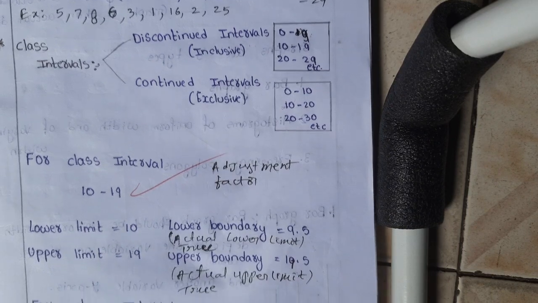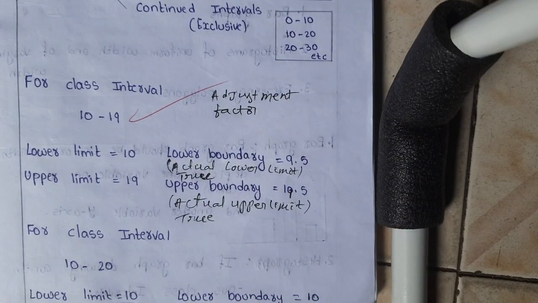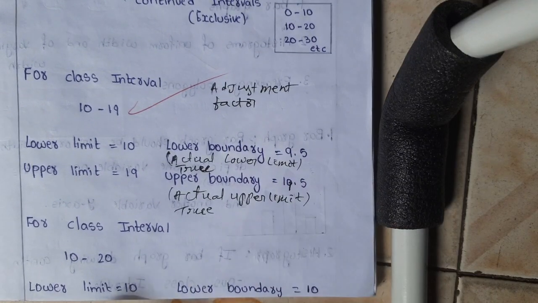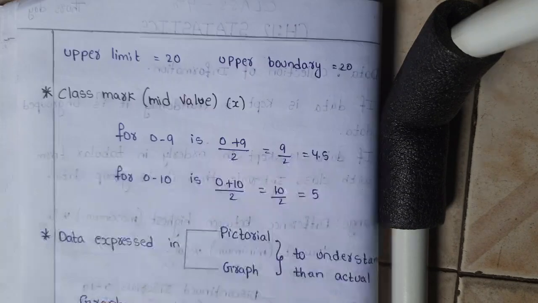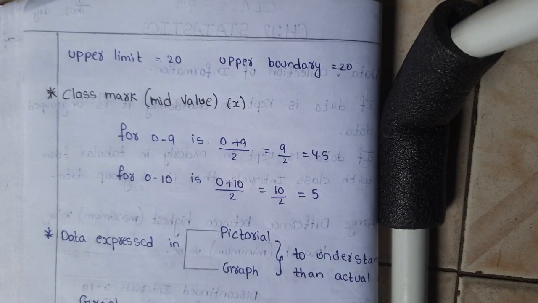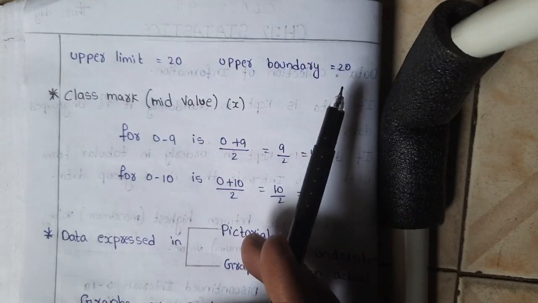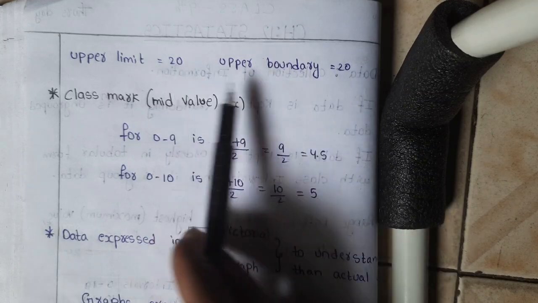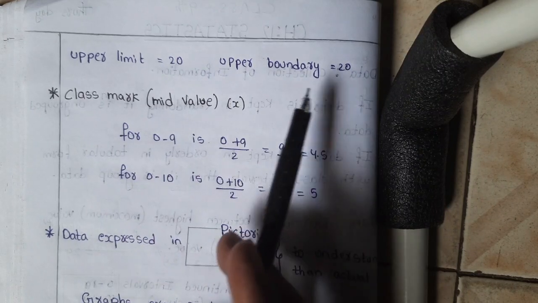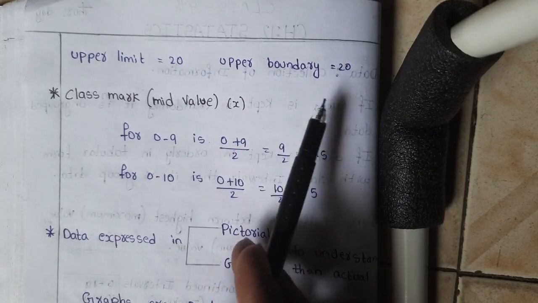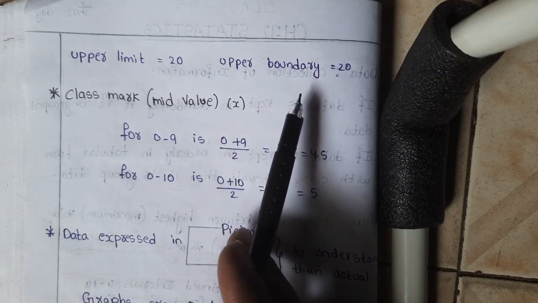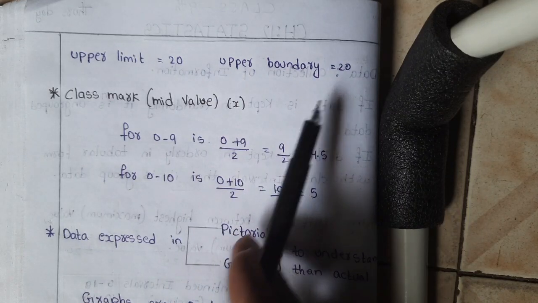For class interval 10 to 20, I am telling again, for this kind of continued interval, lower limit and lower boundary are both the same, 10 only. Upper limit is 20, upper boundary also 20. There is no change for a continued interval. Only for a discontinued interval we should change the upper boundary. While doing the sums you can understand all these things.